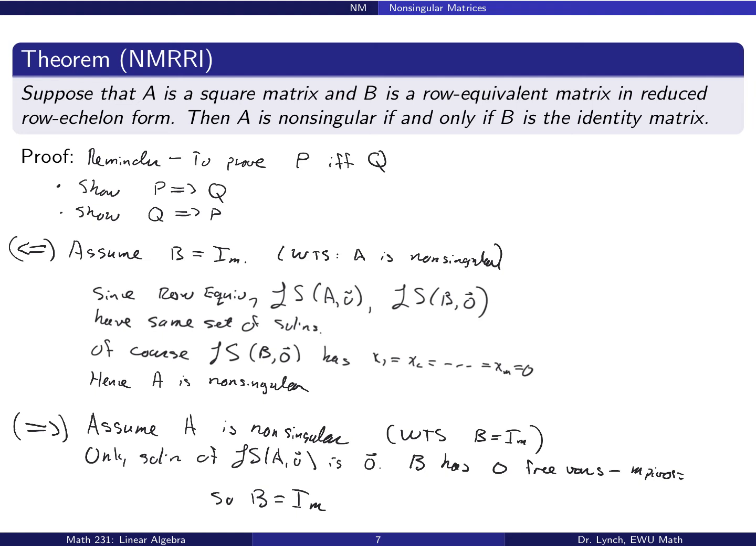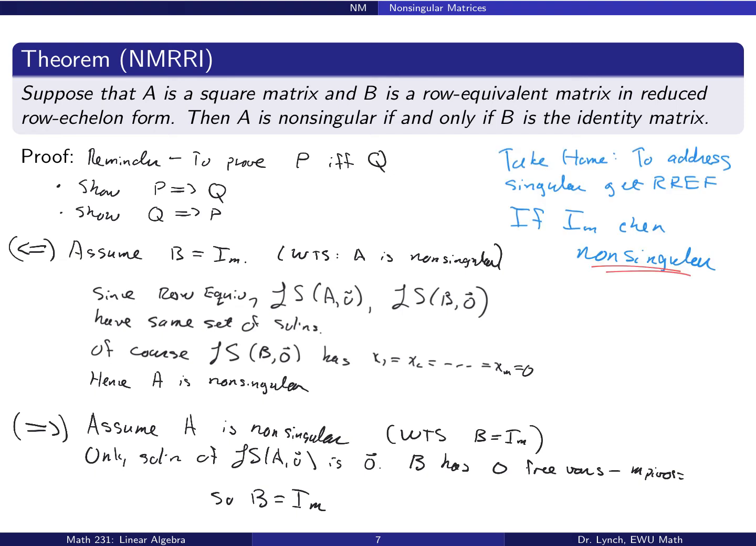Okay, so the take-home message here is that if we want to check whether A is singular, just have a look at the reduced row echelon form. If that reduced row echelon form is the identity, then our matrix is not singular. So that's sort of the upshot of this theorem. To address singular, have a look at the reduced row echelon form.